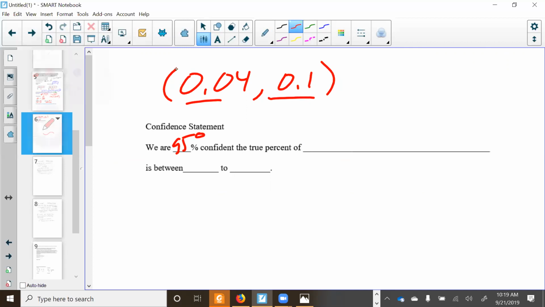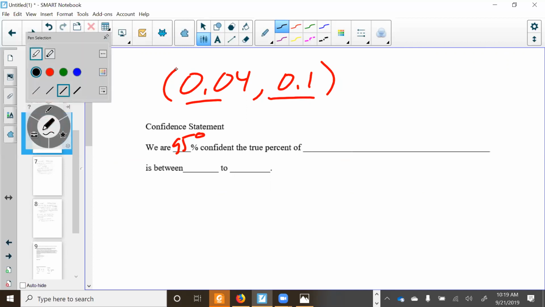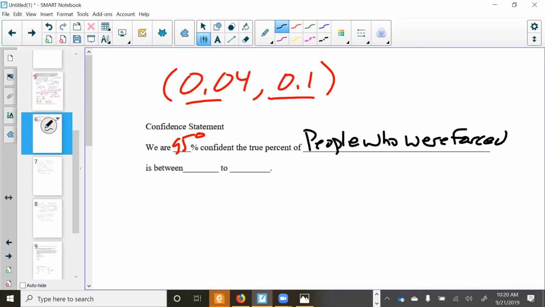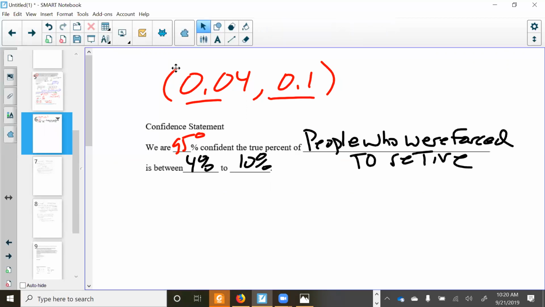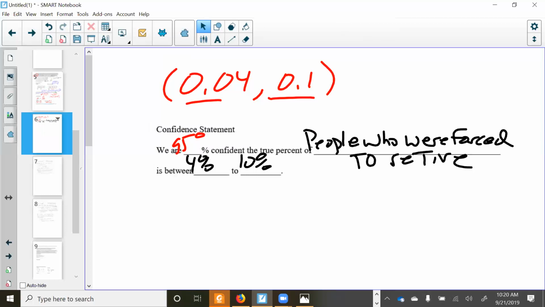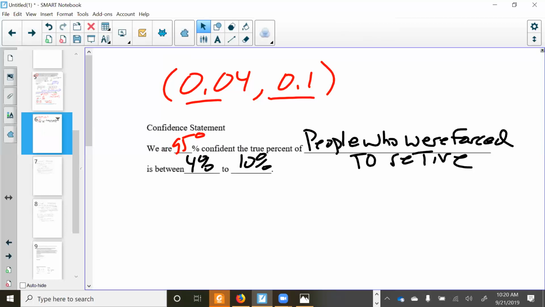Here, I got the percentage there already, so I guess I don't have to write that. That the true percentage of people who were forced to retire is between 4% and 10%. And we did some pretty liberal rounding there, but this is probably the most important thing you can do, because you're going to get to use technology for this. I want you to understand what the technology is giving you.